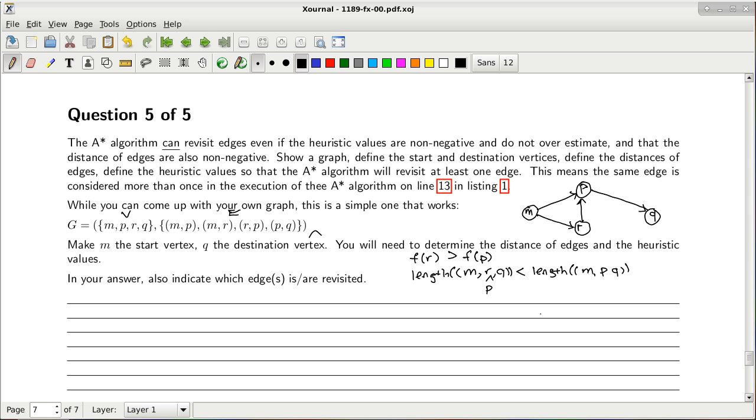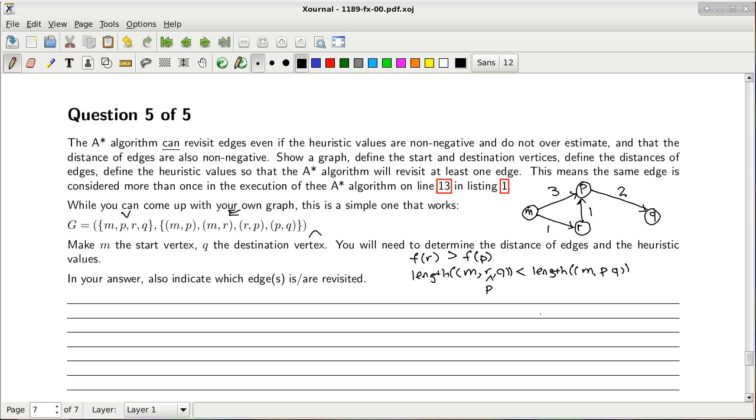So we want 1 over here, a 3 over here, and then this one doesn't really matter because it is a common edge for both of these paths from M to Q. So the cost of PQ as an edge can be anything. Let's make that 2.